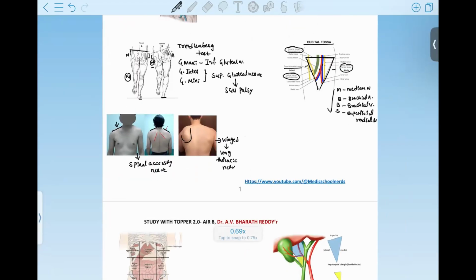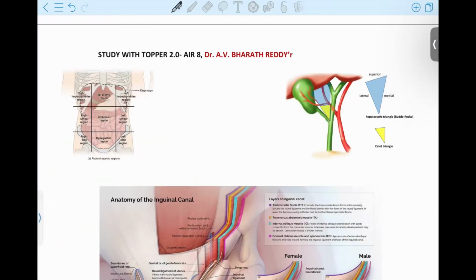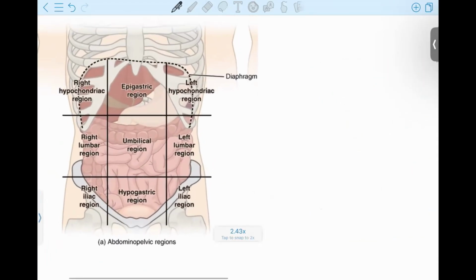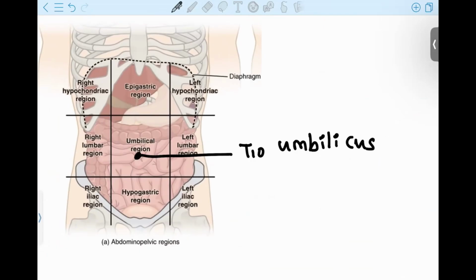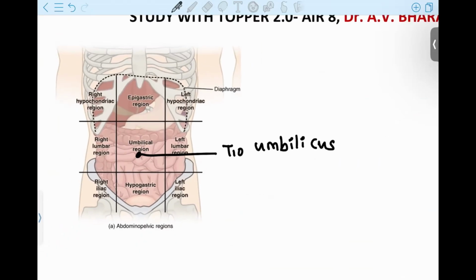Next, moving on to another system, the abdomen. These planes are also very important. In the abdominal region, when you see the dermatomes, the T10 dermatome, what is the T10 dermatome? That is the umbilicus. Okay, that is the umbilicus. And next the L3 and the L5. Your L3 is here, and L5 is here.